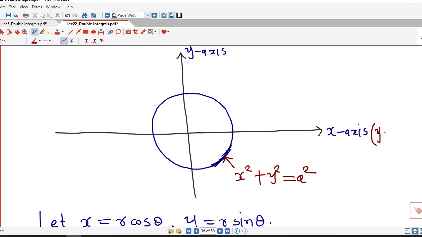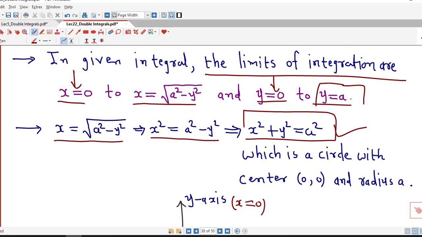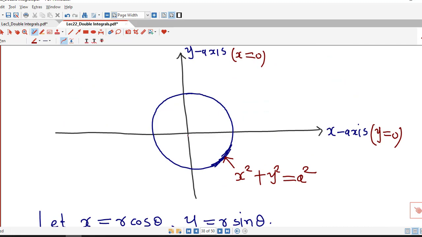Then we require y equal to 0, which is the x axis, x equal to 0, the y axis, and another line y equal to a. So this circle has center 0 0 and radius a. So this point is a, 0 and this point is 0, a. The line y equal to a is the horizontal line passing through this point. It is a line parallel to the x axis. So this is the line y equal to a.